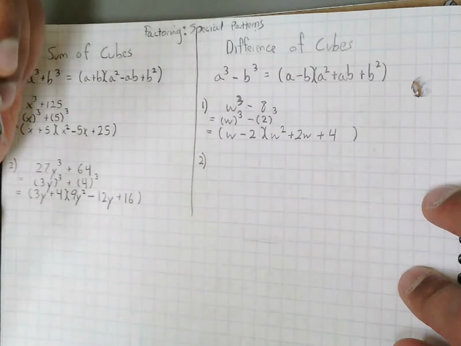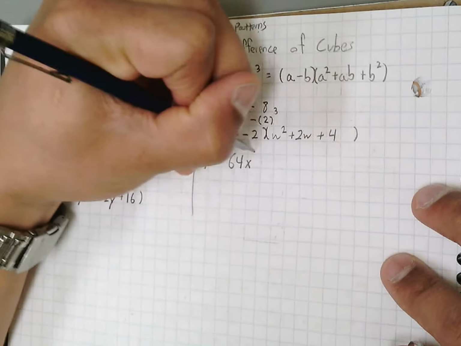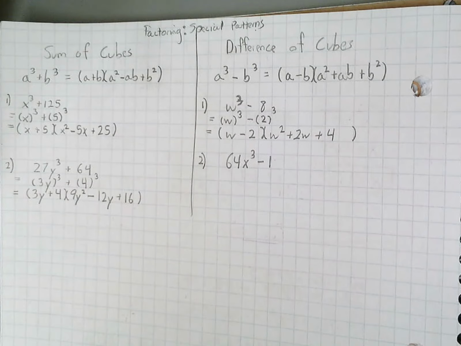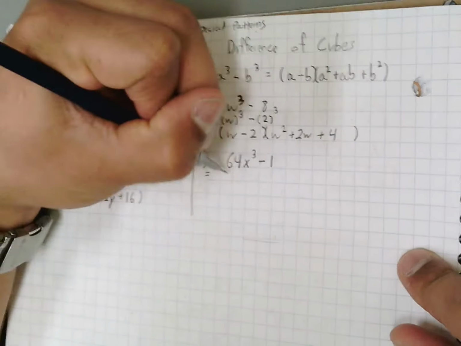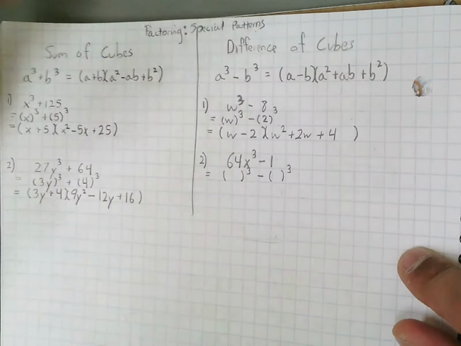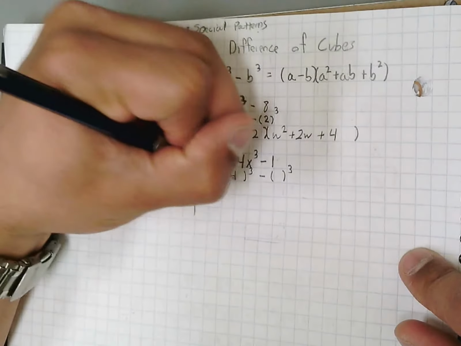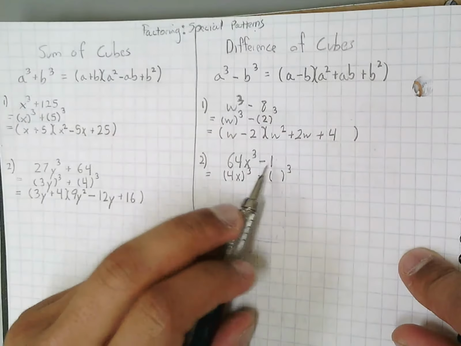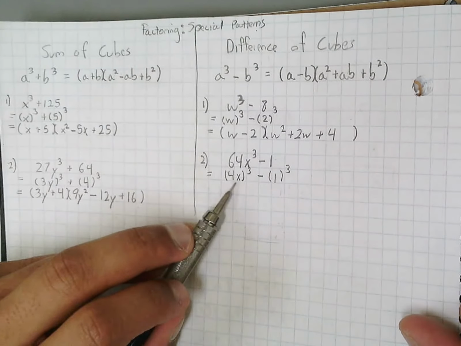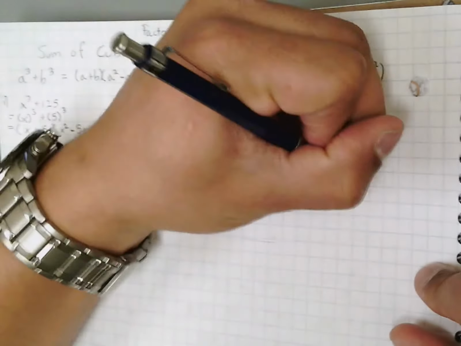Last example. 64x cubed minus 1. Okay, this is another example of a difference of cubes. Let's figure out what our a value is and our b value. So we have to say what cubed is 64x cubed? That's 4x. And what cubed is 1? Well, 1 cubed is 1. So my a value is 4x, my b value is 1. So I can throw this into the pattern, factor it.